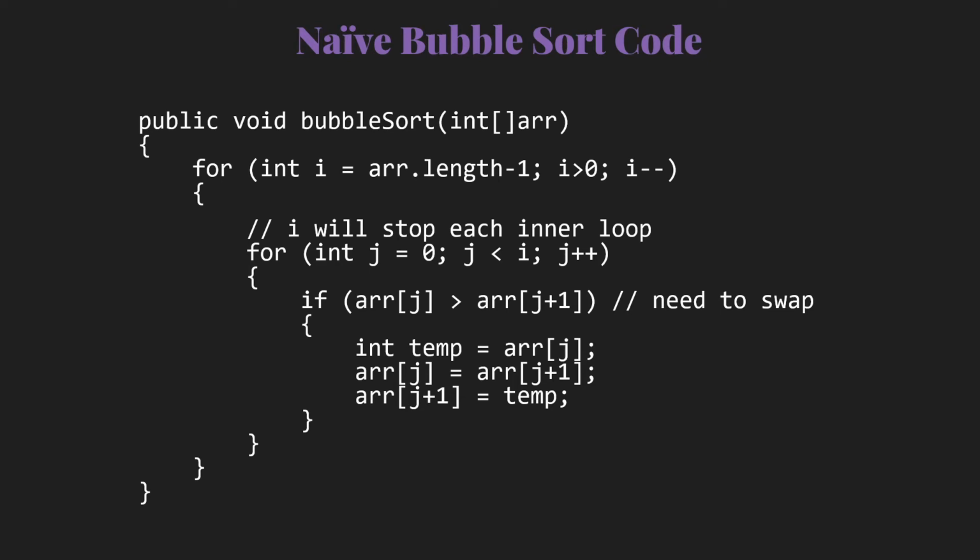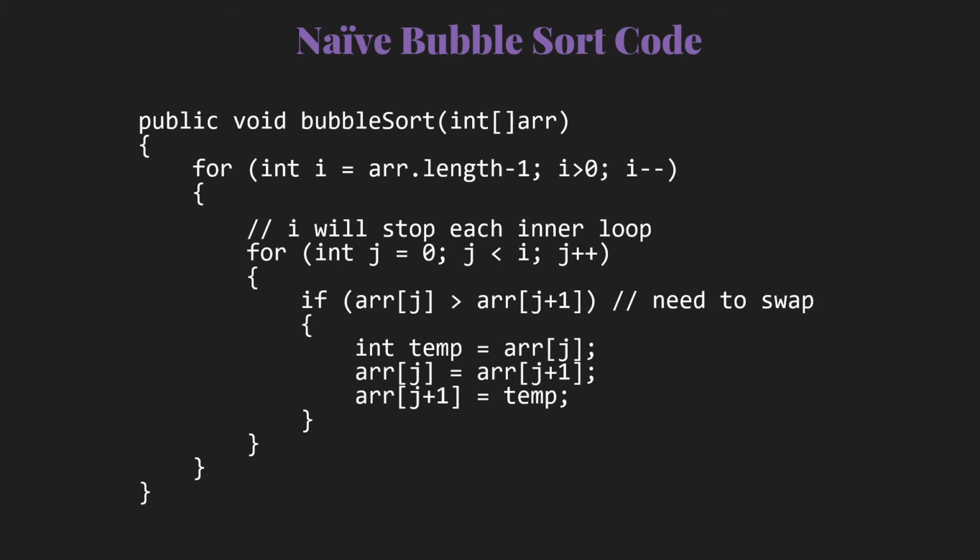The inner loop has to look at pairs, so it's going to stop at the next to last item in the section of the array that we're actually looking at. So then with each of those pairs, we compare the item at J and the one after it, the other part of the pair. If they're out of order, then we do that swap.